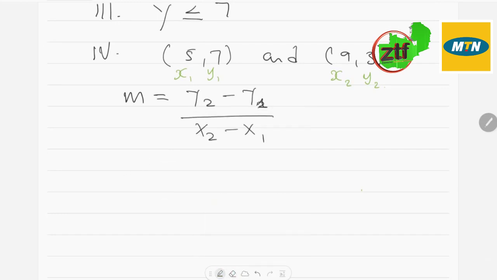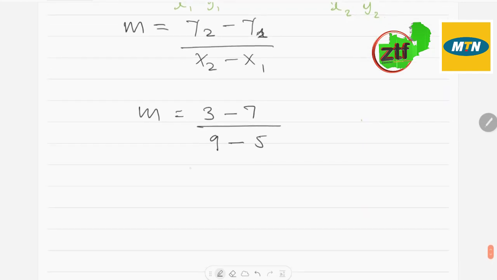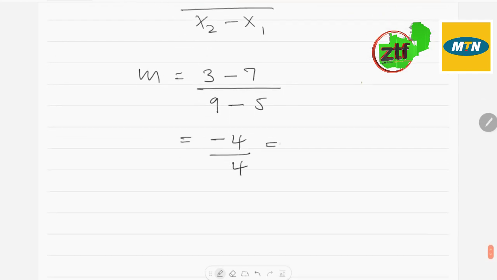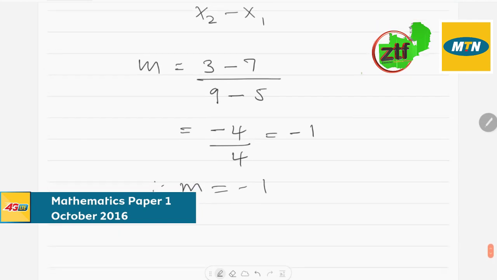So substituting the values into the equation, we'll have m equal to the value of y, which will be 3, that is y2, minus y1, which is 7, divided by x2, which is 9, minus positive 5. So when you get 3 minus 7, you get minus 4, and 9 minus 5, you get positive 4, which gives us negative 1. Therefore, our gradient is equal to negative 1.